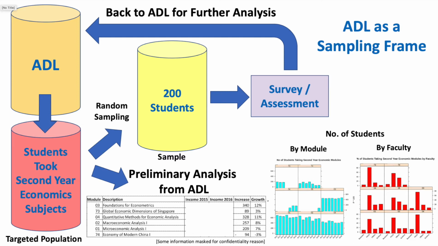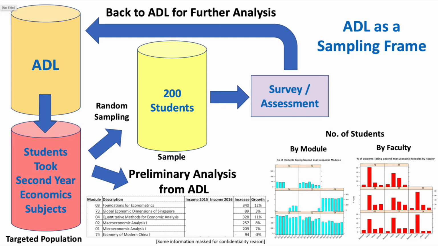And then after the survey, this survey information can be fed back to ADL for further analysis, because you might carry out a survey or assessment in your semester 1. So once you have done the survey, you feed it back to ADL, the ADL will be updated, and then you can extract more information from that. Right? And before we carry out a survey or assessment by random selection from the ADL, in fact, we also can, based on past studies, get a feel of what to expect from the survey or the assessment.